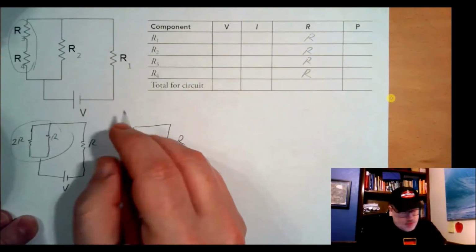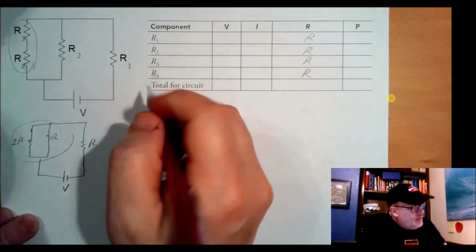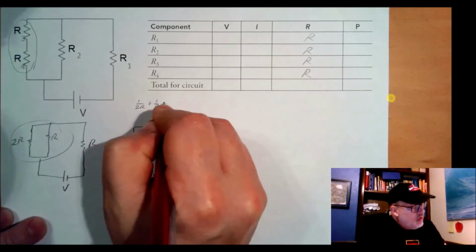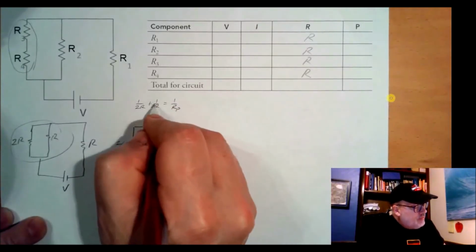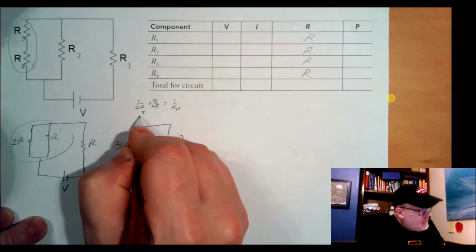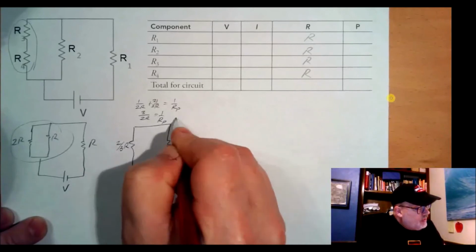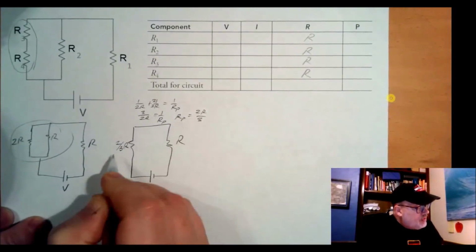this one becomes, what did I get for that? 2/3 R, because I have to add 1 over 2R plus 1 over R equals 1 over the resistance in parallel. So I have to find a common denominator. When I add those together, that's 3 over 2R equals 1 over the resistance in parallel. So the resistance in parallel is 2R over 3, which is what I have here.